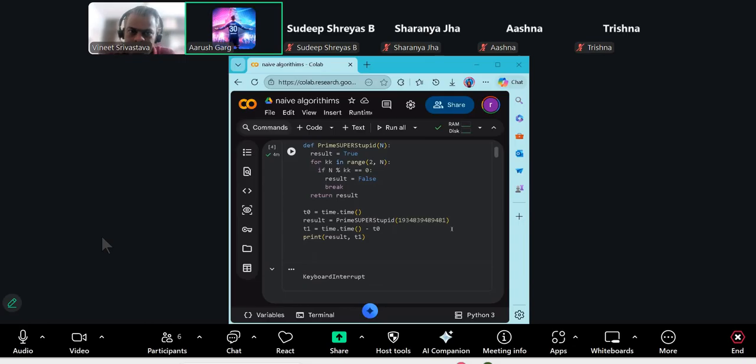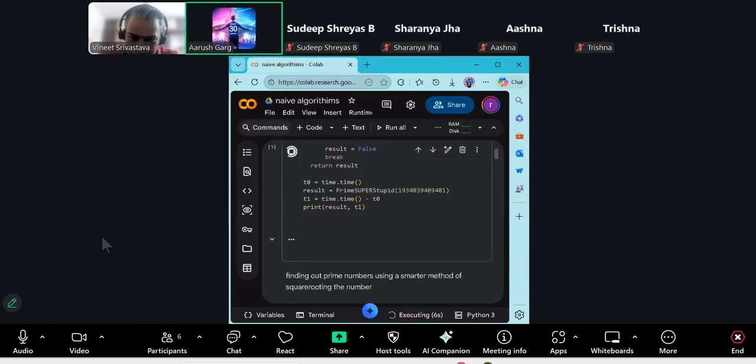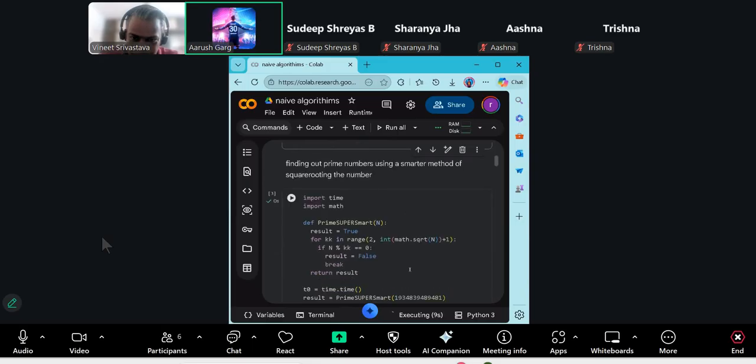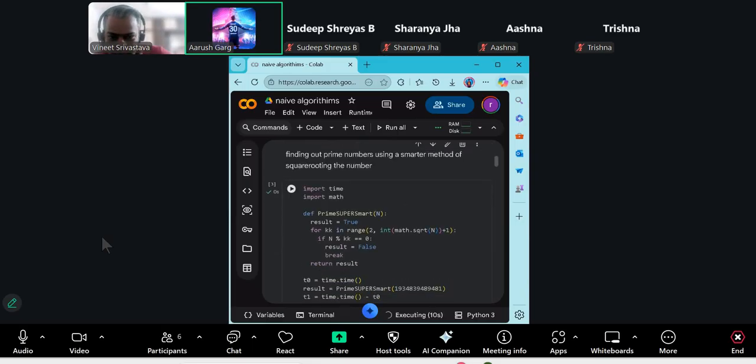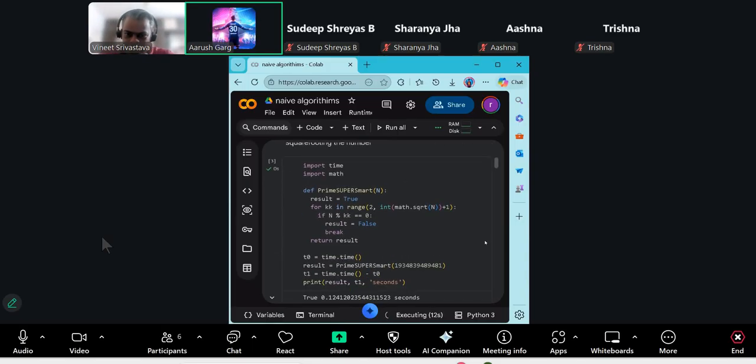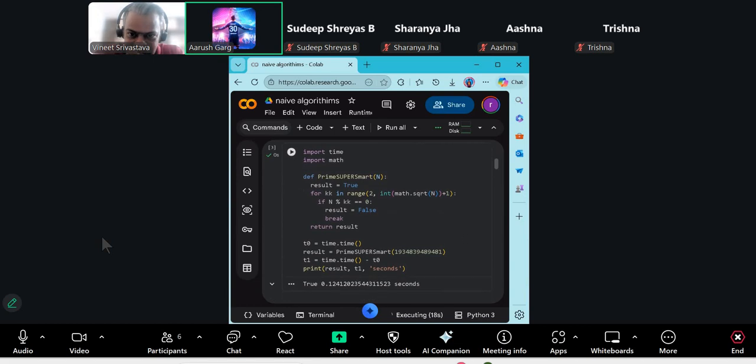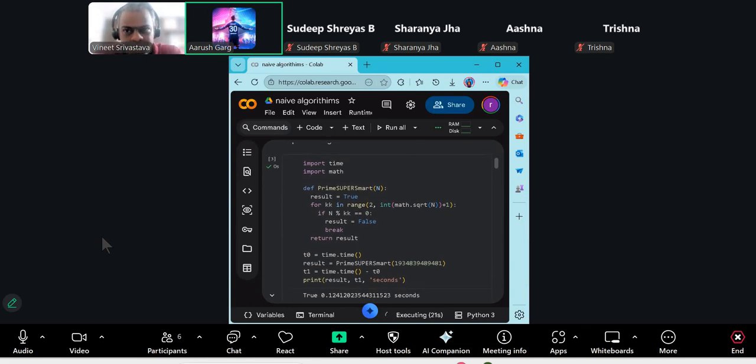So let's just run this and see. In the executing thing, it shows a lot of time. So let's just keep this running and let's move on to the smarter method. Prime super smart. In this, instead of checking all the way up to n minus 1, it only checks up to the square root of n. That's because if a number has a factor larger than its square root, the smaller factor would already have been found. This makes it much faster.